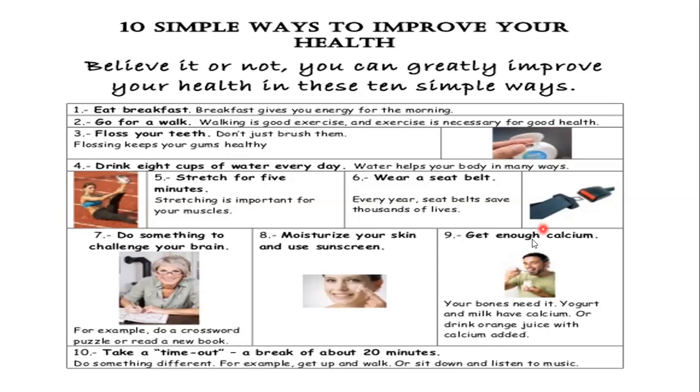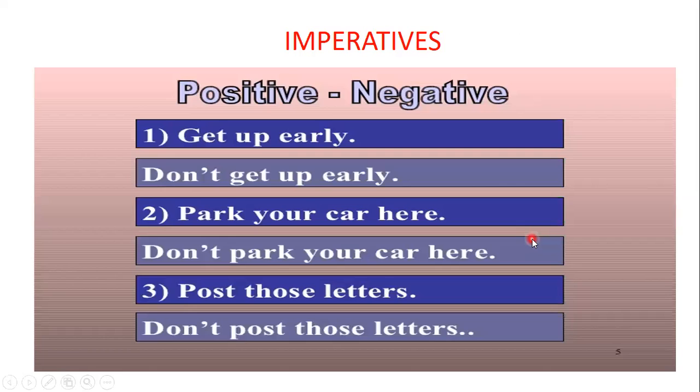Okay, now, we can also have negative imperatives. For example, here, get up early, right? Maybe you say to your kids, go to bed early. You have to get up early tomorrow, okay? So get up early is an imperative. Don't get up early, maybe during the weekend. Maybe you say to your husband or to your wife, don't get up early, just rest.